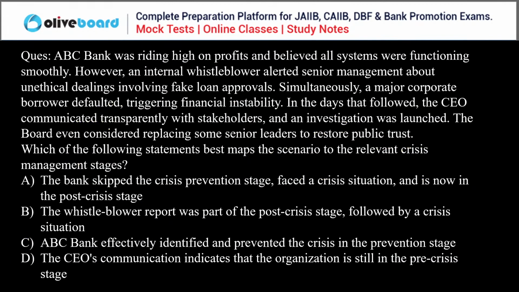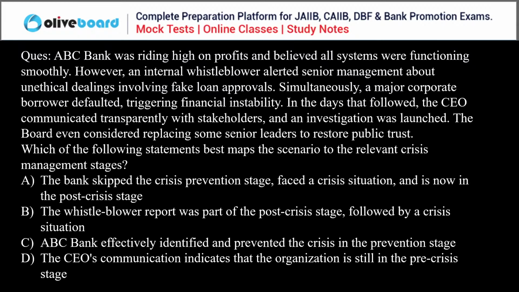Okay. ABC Bank was riding high on profits and believed all systems were functioning smoothly. However, an internal whistleblower alerted senior management about unethical dealings involving fake loan approvals. Simultaneously, a major corporate borrower defaulted, triggering financial instability. In the days that followed, the CEO communicated transparently with the stakeholders and an investigation was launched. The board even considered replacing some senior leaders to restore public trust. Which of the following statements best maps the scenario to the relevant crisis management stage?